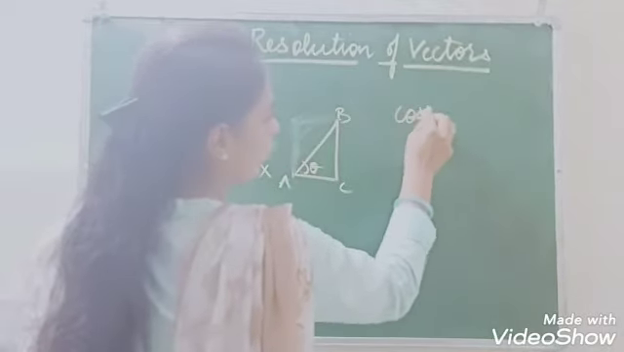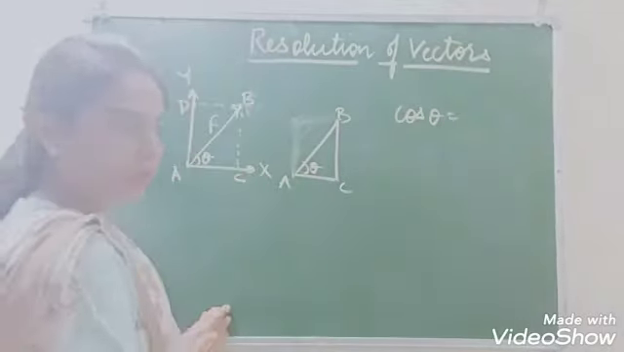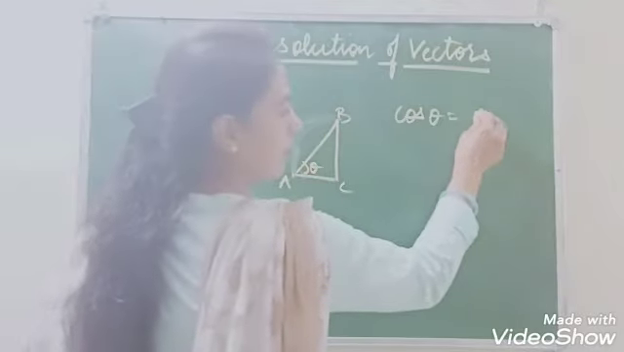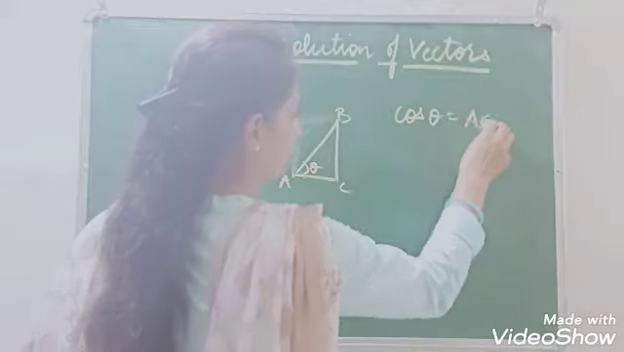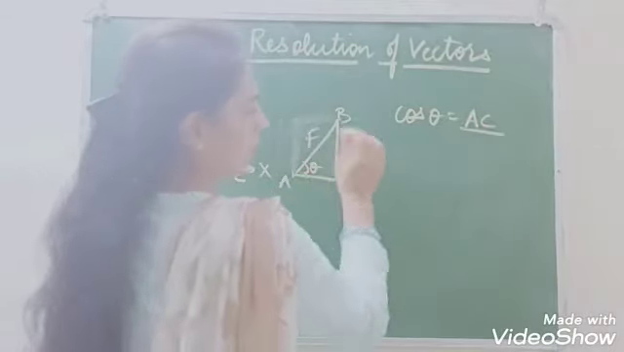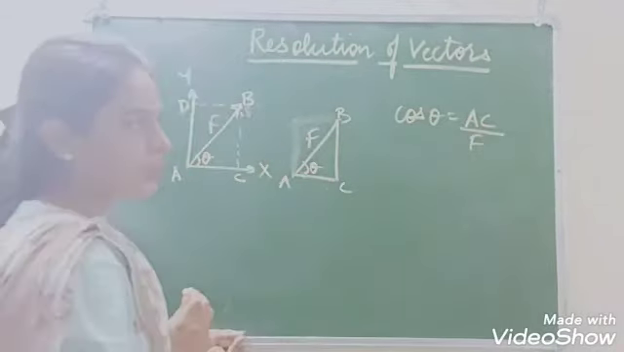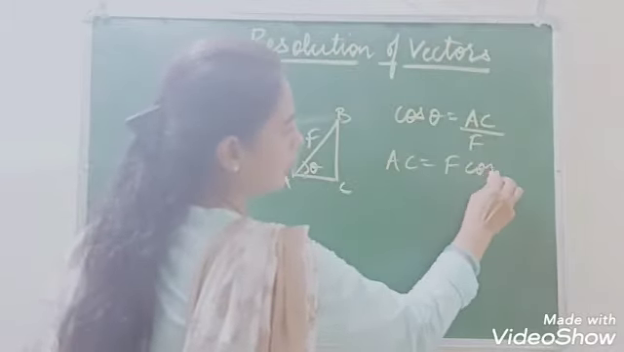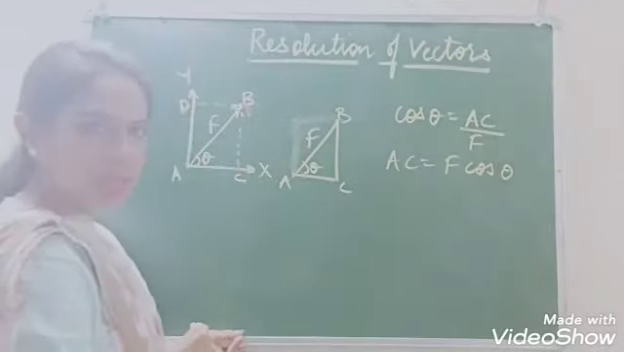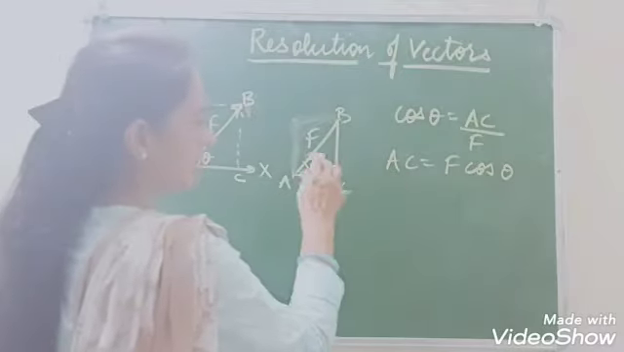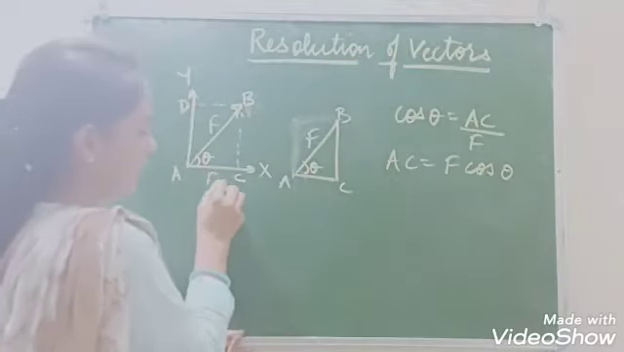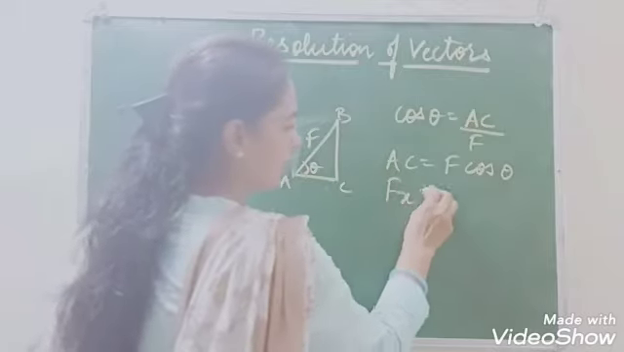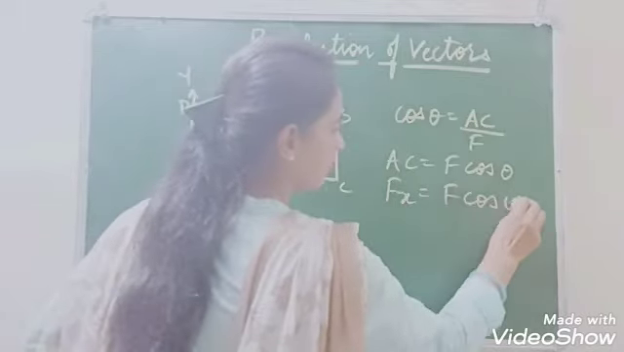What is the value of cos theta? All of you studied trigonometry. At this angle theta, cos theta will be AC upon the hypotenuse. Hypotenuse is F. Cos theta is AC by F. So I can write AC is equal to F cos theta. What is AC? AC is Fx, the x component of F. So I can write Fx is equal to F cos theta.